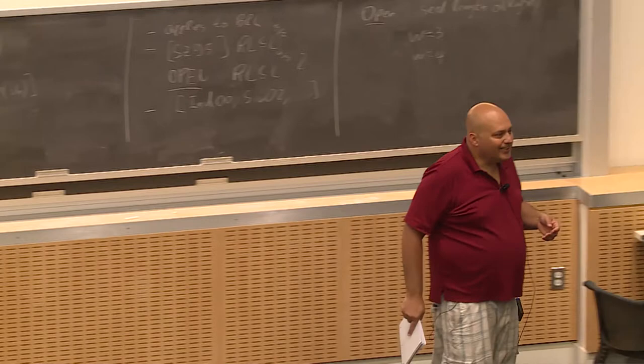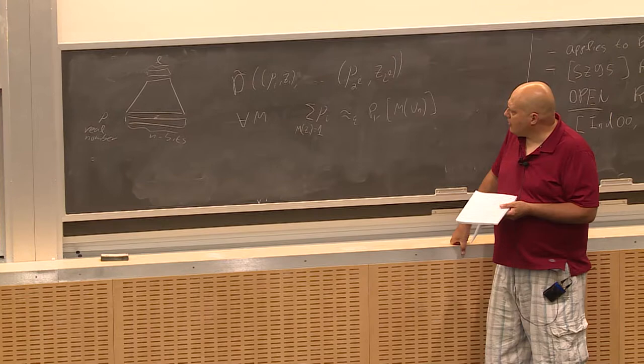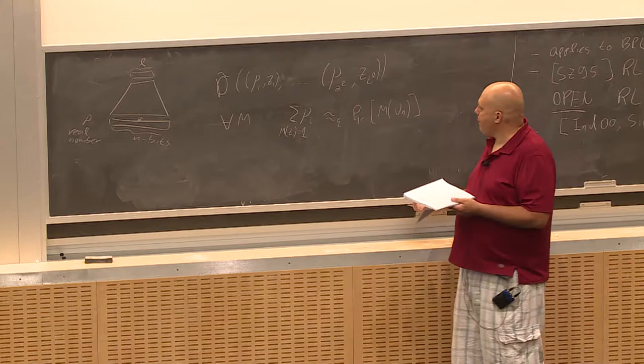Sorry? These rhos, I don't think that they need to be... Do they need to be? They sum to 1 plus or minus epsilon, because consider the machine that accepts everything. Okay, that's correct.